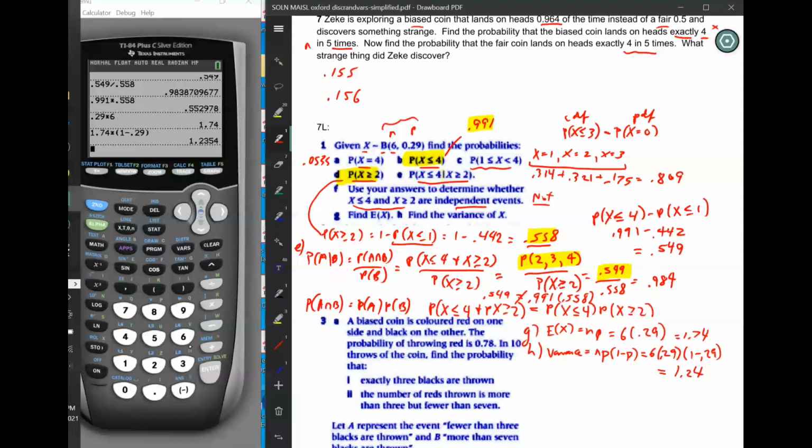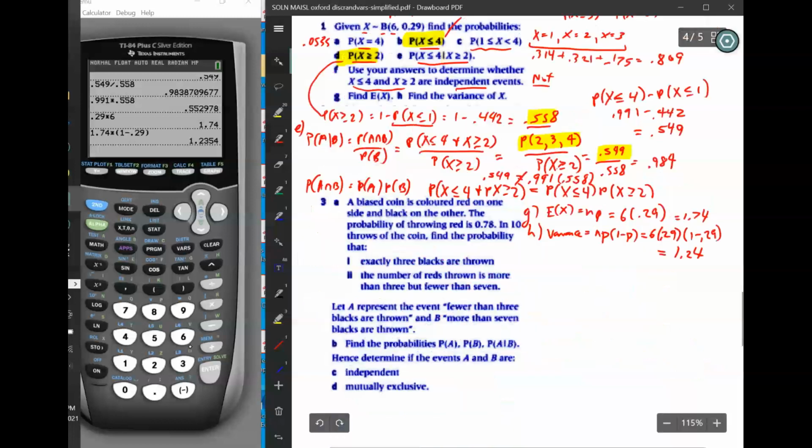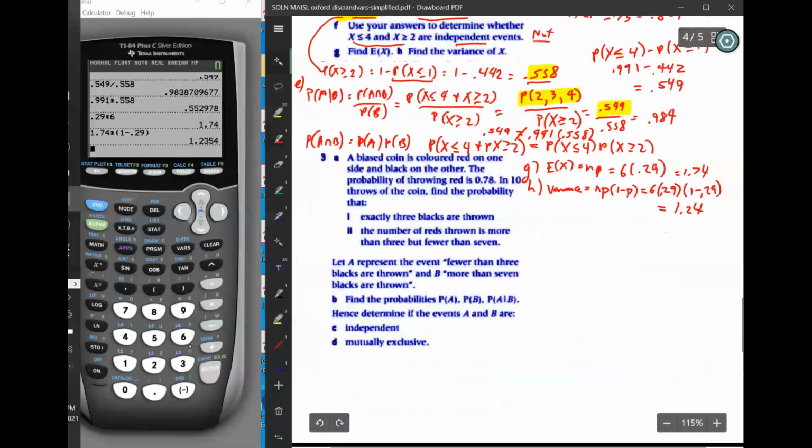And variance, if you're interested, is actually equal to the standard deviation squared. So if they ask you for standard deviation instead of variance, then you just take the square root of it, because variance is standard deviation squared. Okay, all right, let's go to the last one. So I'm just going to put a line here to divide one problem from the other.